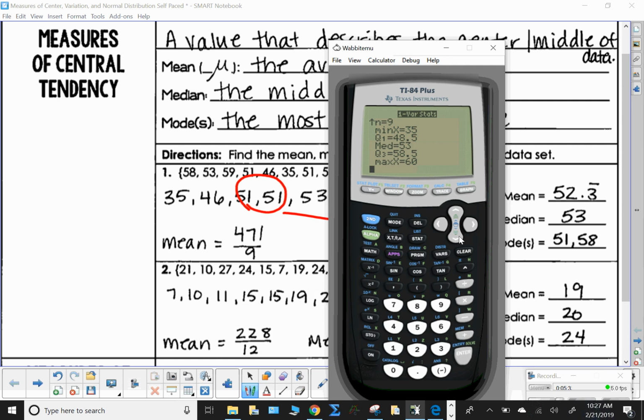And I think they took that out because it wasn't always true. If it was multimodal, it only gave you the first mode. If there was no mode, it gave you the largest piece of data. Very confusing. So it's a good thing they just got rid of it.